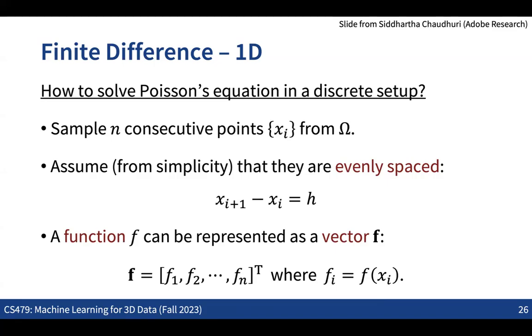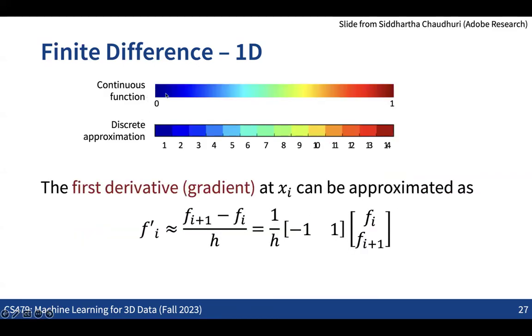So we now represent the space as a sequence of points, and the function also becomes a vector, which is obtained by evaluating the function at all the points. Visually it looks like this. When you have a function over the 1D space, we take a set of points with uniform interval, evaluate the function, and the function values become a vector here.